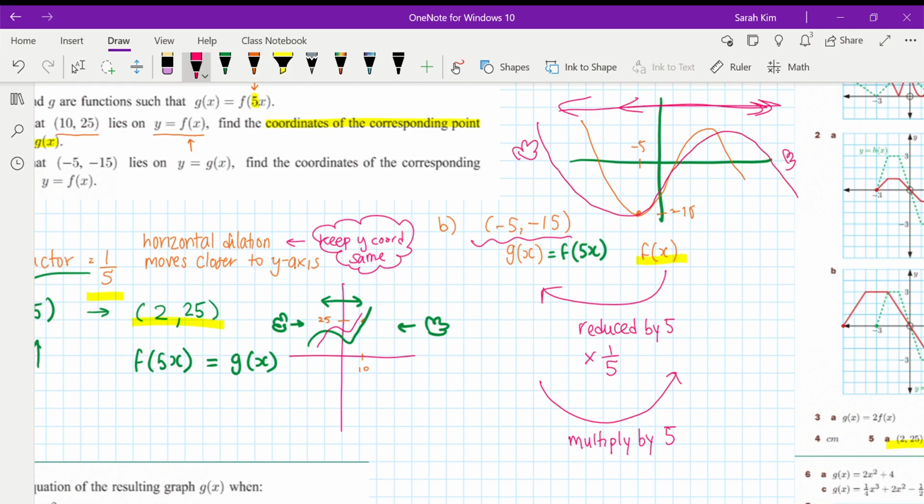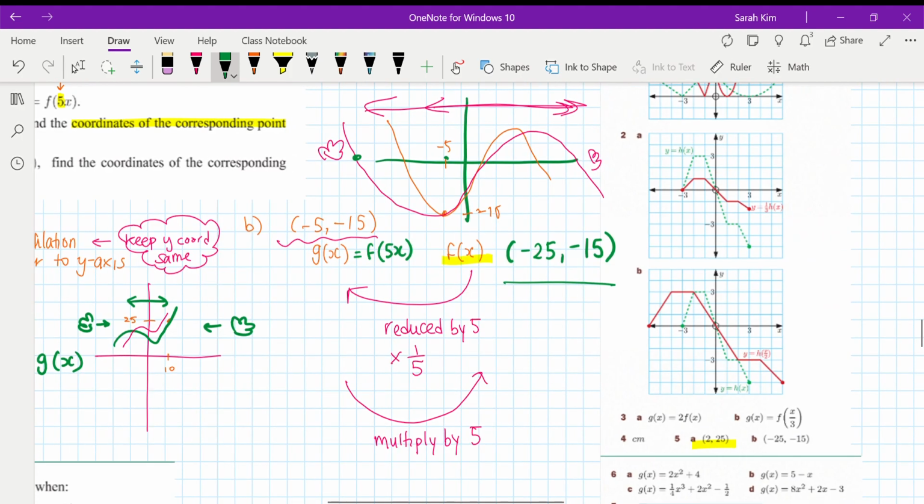So all you have to do, remember we keep the y coordinate the same, so we learned from our mistakes. Sorry, I've run out of space here, but I'll write it over here. Basically times this x coordinate, which is -5, by 5. Because it'll actually be over here rather than -5, which is over here. So -5 times 5 is -25. Remember to keep my y coordinate the same, so it'll be -15. And I reckon that's just purely the answer.